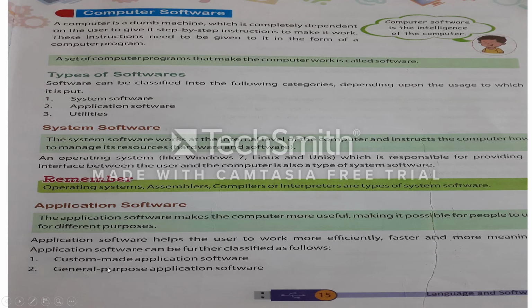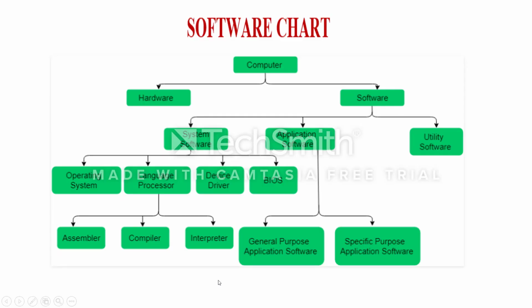So children, the application softwares are also of two kinds. One is custom made application software and the next is general purpose application software. So children, over here this is the software chart that shows the software, hardware, and different types of software we have. One was system software, and these are the things which are inside the system: operating system, language processor, device driver, BIOS. This BIOS is a bit higher concept, you will learn in your higher classes. Okay, then application software, children, we have general purpose application software, and then another one is specific purpose, and that is your custom made, which is given in your book. Okay, and next we have the utilities.